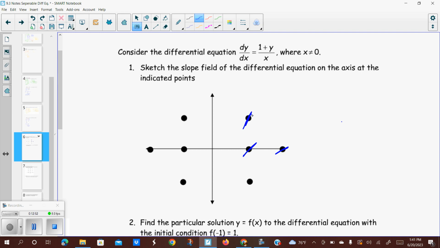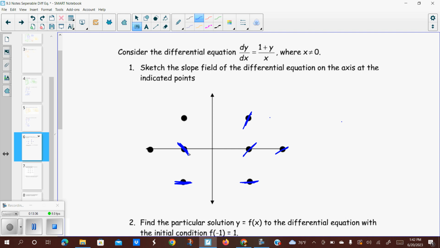And then if I go to the point 1, -1, now x is 1 and y is -1. That makes the numerator 0. So 0 over whatever, as long as it's not 0, is going to give us a 0 or horizontal slope. As a matter of fact, the bottom left is also where y is -1, so that's also going to be a horizontal slope. At -1, 0, plugging in a 0 for y is going to give me 1 on top and -1 on the bottom. That should be a -1 slope, a -45-degree angle.